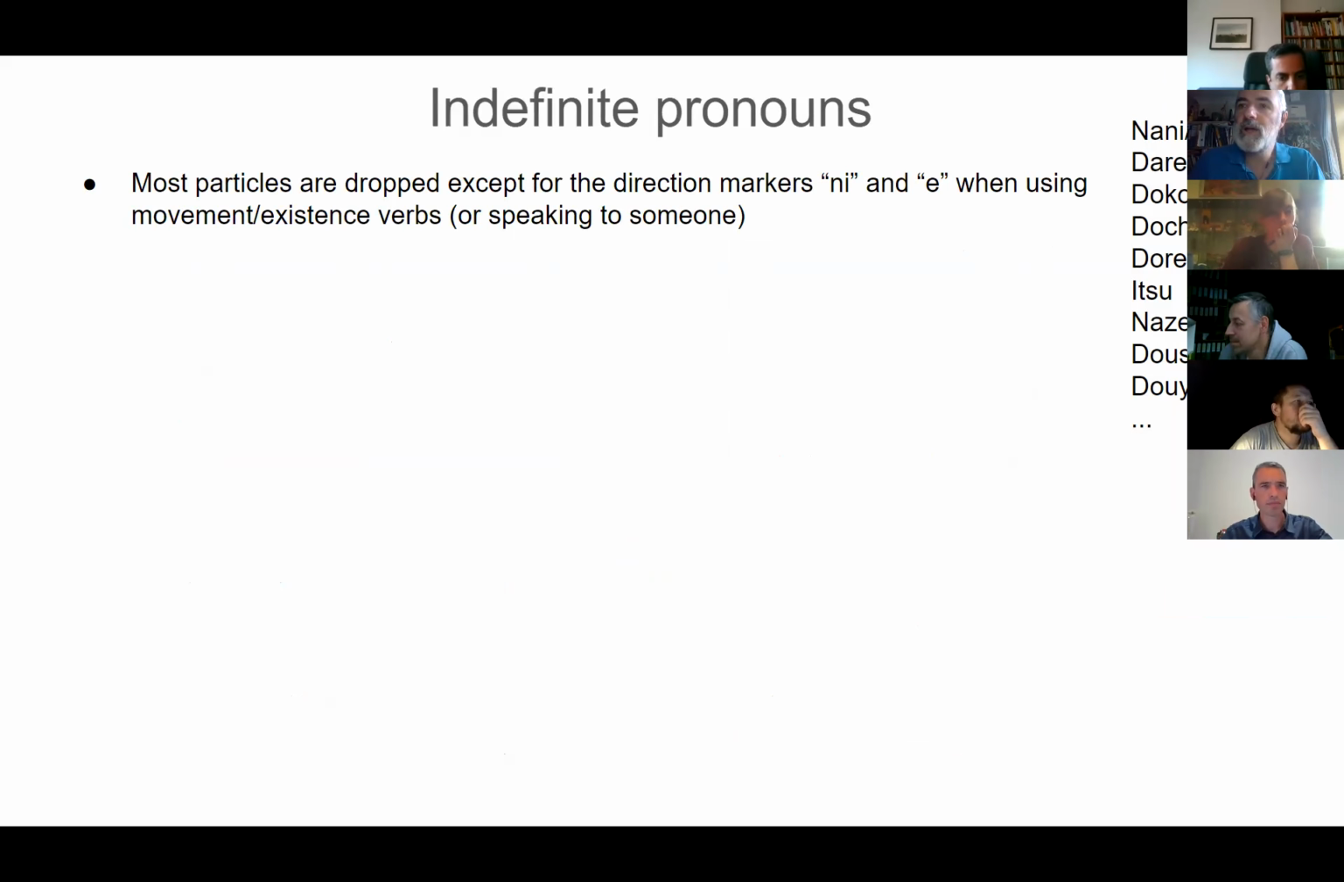Most particles are usually dropped after doko, dare, nani. So mo becomes the particle. So dare ga ikimasu ka? Who is going? Dare mo ikimasu. So the mo replaces the ga in the answer. So this happens generally most of the time. You either replace the particle with mo or demo, except when there's a direction marker, ni or e, when using movement or existence verbs, or when speaking to someone.